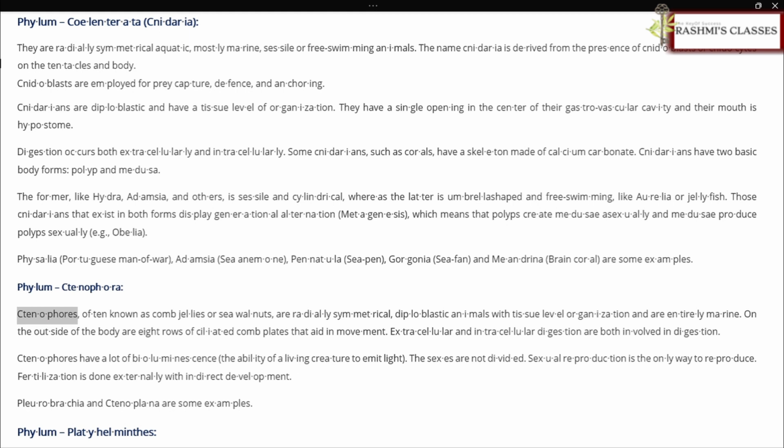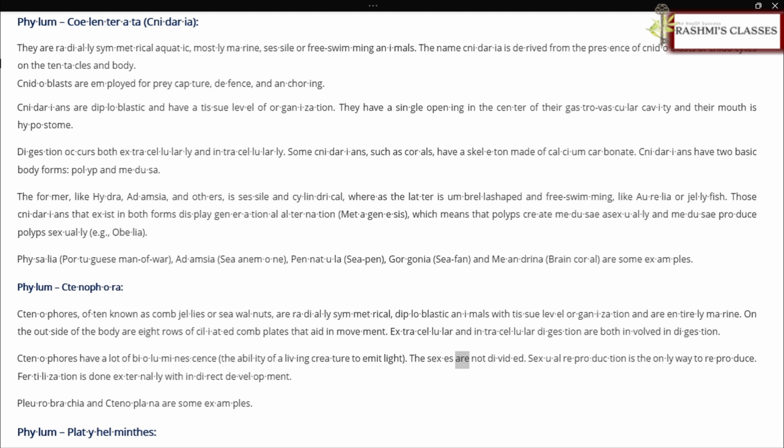Phylum Ctenophora. Ctenophores, often known as comb jellies or sea walnuts, are radially symmetrical, diploblastic animals with tissue-level organization and are entirely marine. On the outside of the body are eight rows of ciliated comb plates that aid in movement. Extracellular and intracellular digestion are both involved in digestion. Ctenophores show a lot of bioluminescence, the ability of a living creature to emit light.